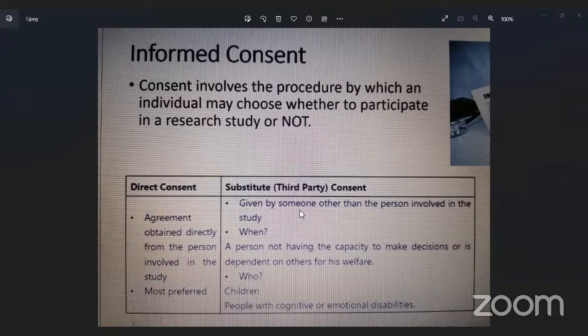So from whom do we take this consent? From children and people with cognitive or emotional disabilities. Okay, so these are the types.